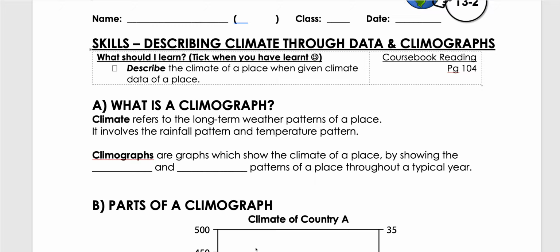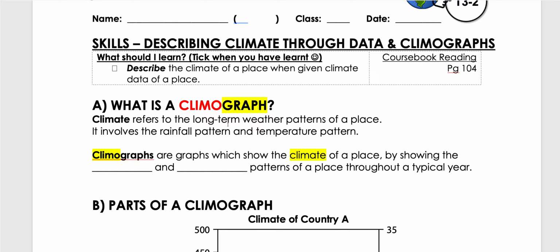Hi everyone. Okay, so today we're looking at how to describe climate through data given to you and through this special graph called climographs. Looks like a long word, right? Well, it is just two parts of the word, graph and climo. A climograph is a kind of graph that shows the climate of a place, hence the name climograph.